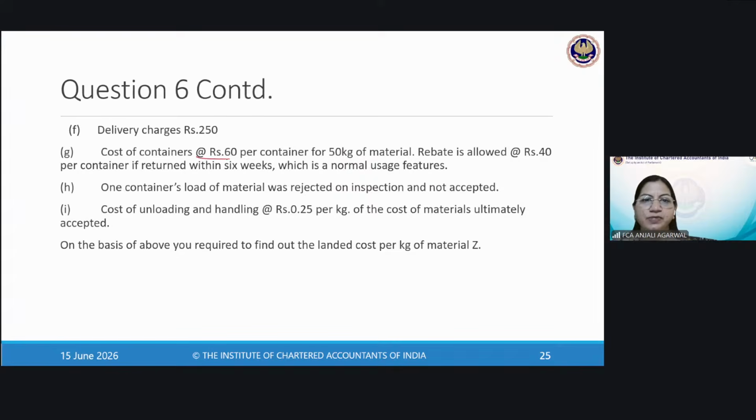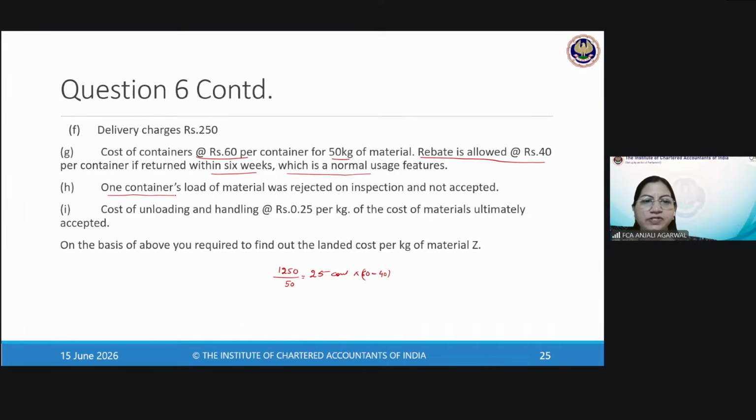Cost of containers is rupees 60 per container of 50 kg. So you will calculate how many containers you will need. 1250 is the raw material, 50 kgs per container. So this becomes 25 containers. And 25 into 60 is the container cost. But you get a rebate 40 per container if you return it within 6 weeks. And this is the normal feature. So out of 60, 40 you will get refund. So the containers are going to cost you only 20.